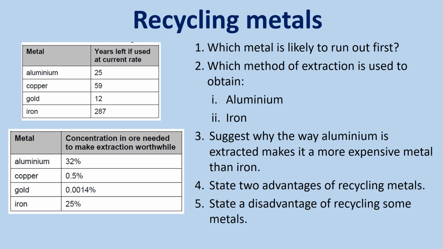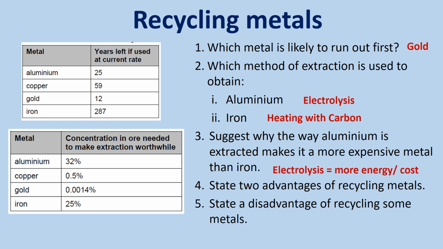So if you look at which metal is likely to run out first, well, we've only got 12 years of gold left, haven't we? Which method of extraction is used for aluminium? Well, we know that that's electrolysis, don't we? Because we've just talked about that. And we know that for iron, it's displacement, heating with carbon. And suggest why the way aluminium is extracted makes it a more expensive metal than iron. Well, electrolysis uses more energy, doesn't it? More energy, higher cost.